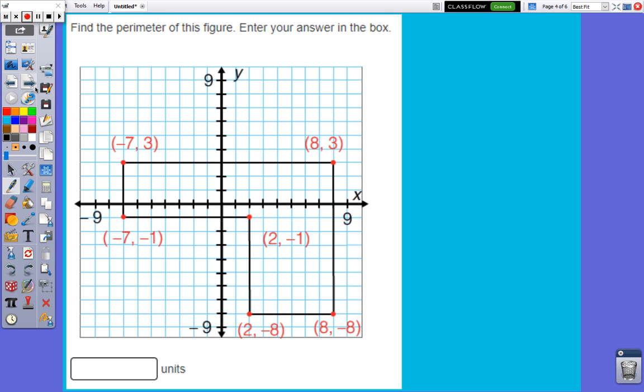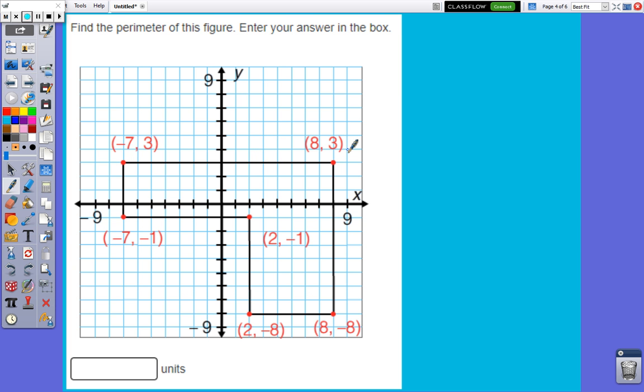Let's look at the next question. Find the perimeter of this figure. Enter your answer in the box. So let's take a look. I need to find different lengths. I have 1, 2, 3, 4, 5, 6 numbers I need to add. Let's just start from here. Go left to right like I'd read a book.